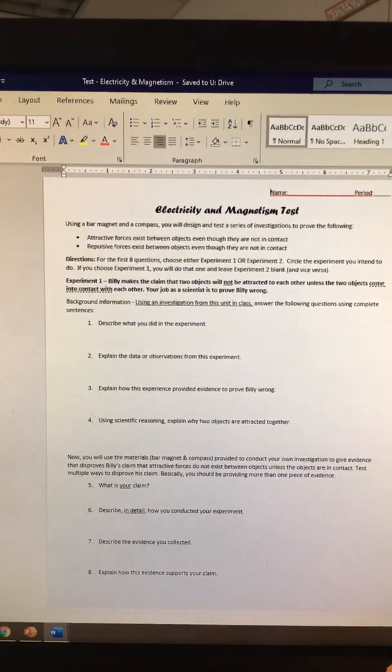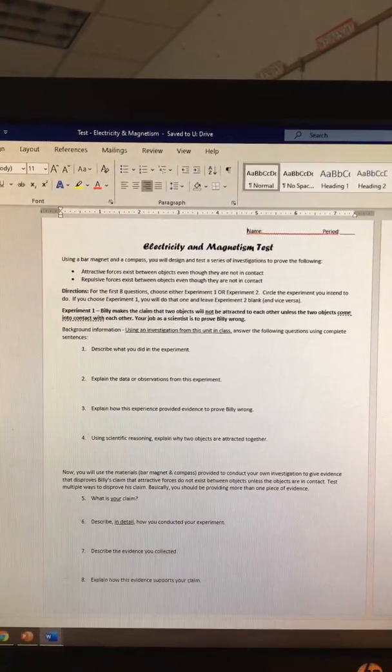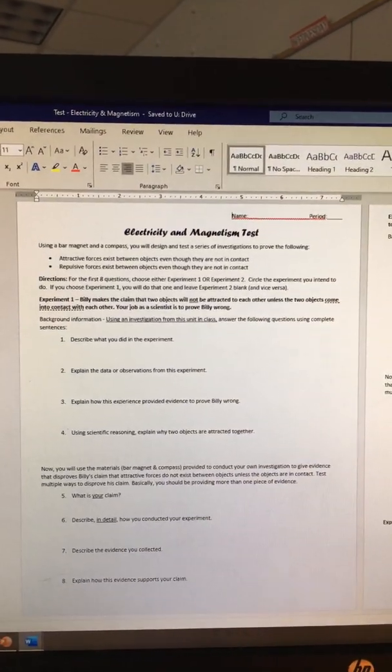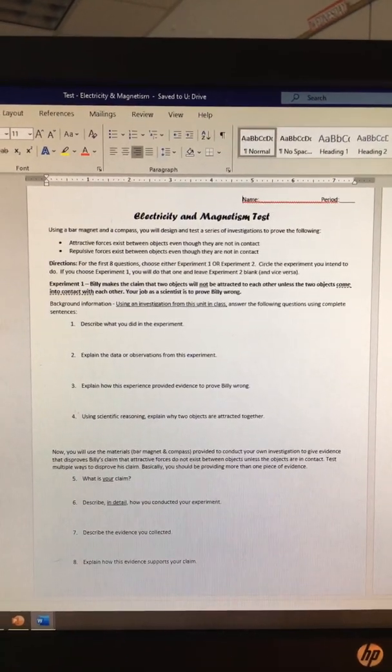Okay, whether you chose experiment 1 or experiment 2, you are doing something similar on the first 4 questions. So we're looking back at activities that we did in class. If you look at the sideboard where we normally have our homework, I wrote a list of activities that we did for this unit, so you will use them as a reference.